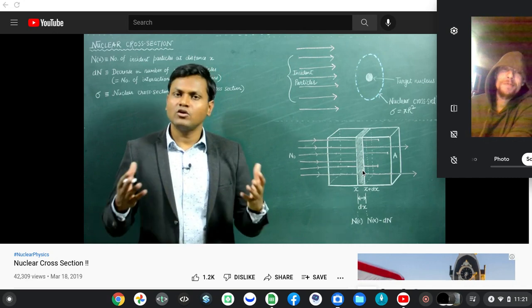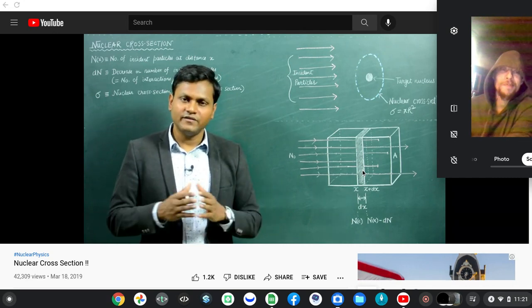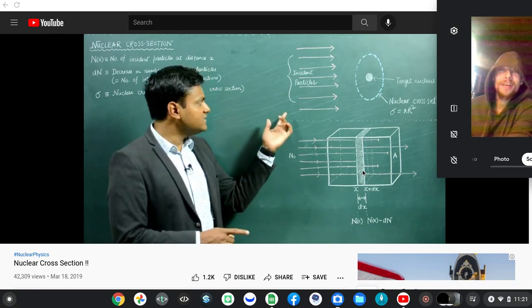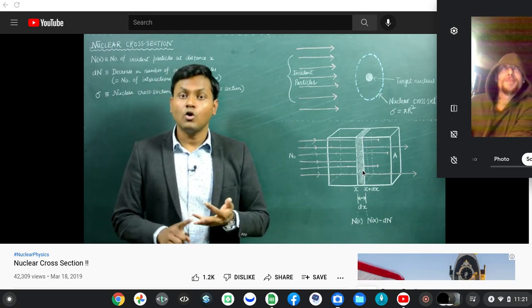Now, what does this nuclear cross section depend upon? Well, the nuclear cross section depends upon a variety of factors. First of all, it depends upon the kind of the incident particles. For example, if the incident particles are electrons or protons or neutrons.